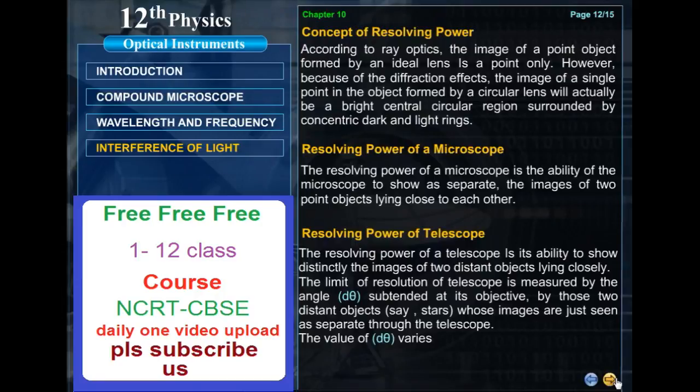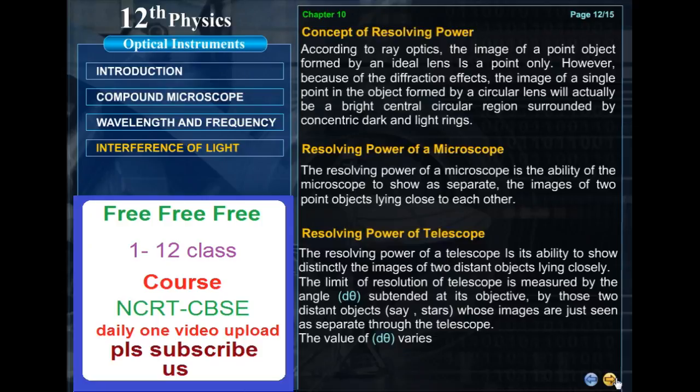Concept of resolving power. According to ray optics, the image of a point object formed by an ideal lens is a point only. However, because of the diffraction effects, the image of a single point in the object formed by a circular lens will actually be a bright central circular region surrounded by concentric dark and light rings.